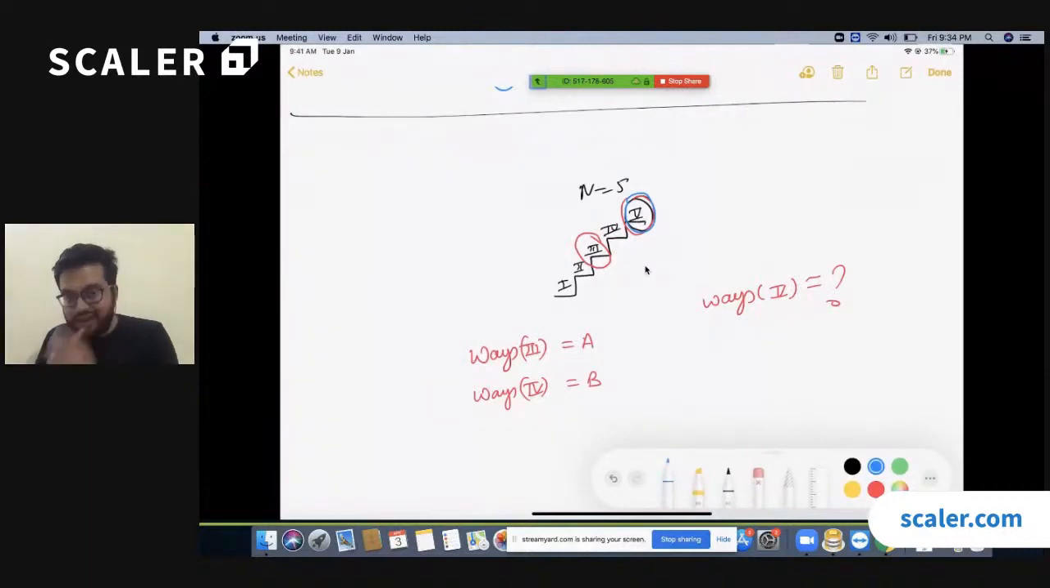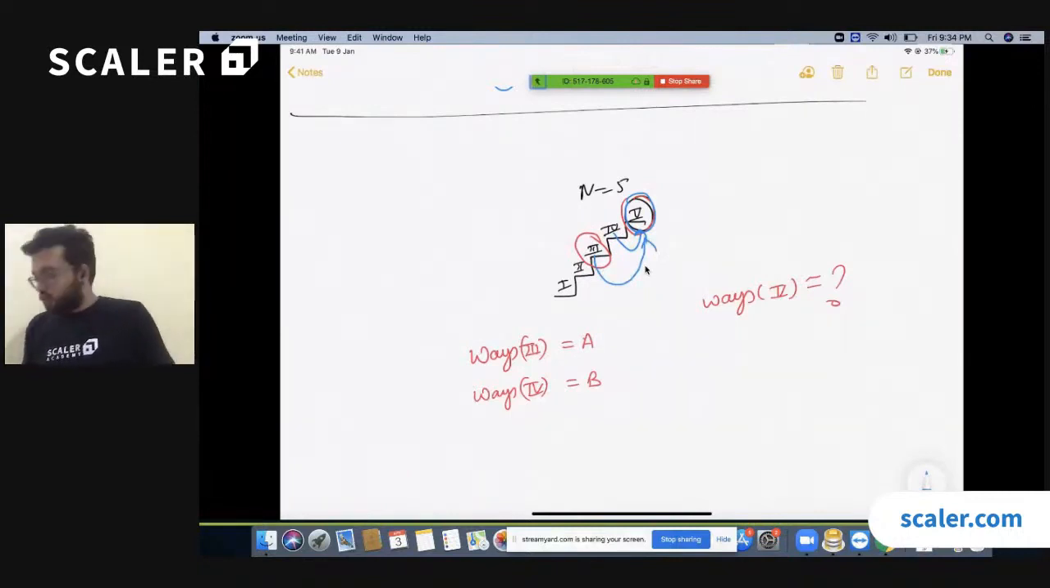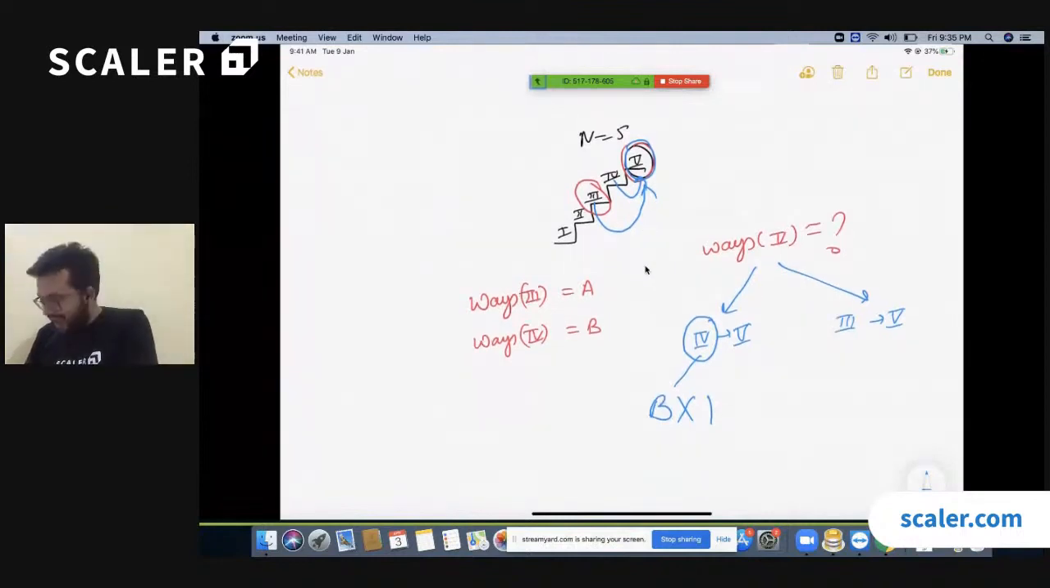The options that you have for the penultimate stair would either be the 4th stair or the 3rd stair. One option is you could have come from the 4th stair to the 5th stair. The other option is that you would have come from the 3rd stair and jumped directly to the 5th stair. Now, I know the number of ways I would have reached the 4th stair from the 1st, which is nothing but B. From the 4th stair, I only have one option to go to the 5th stair, which is just to take a single step, so I will multiply this by 1. So B into 1. Then the second option was that I come to the 3rd stair somehow and then jump directly to the 5th stair.